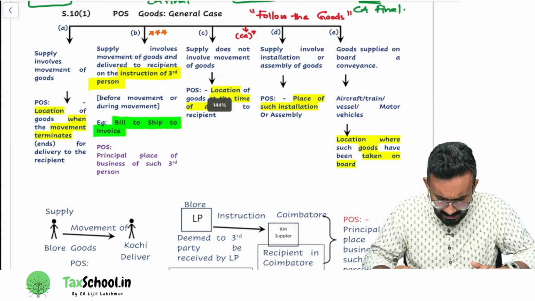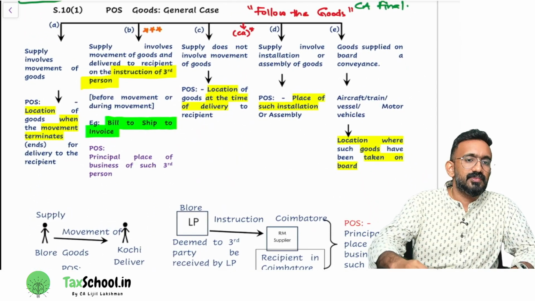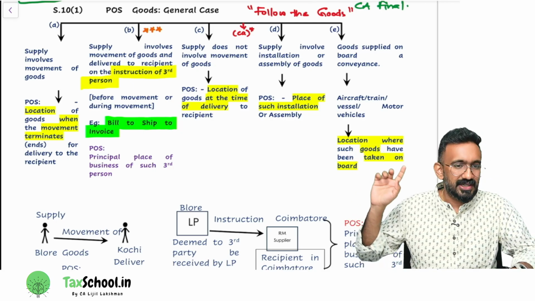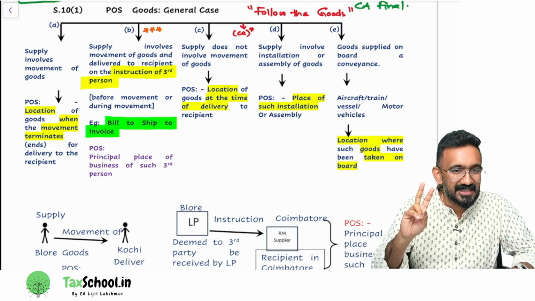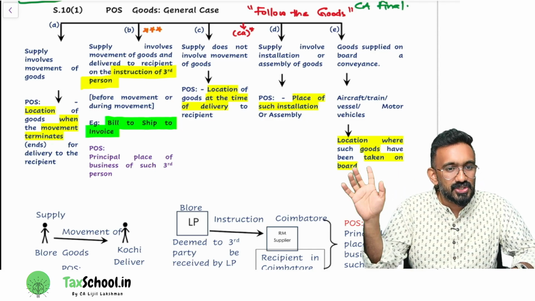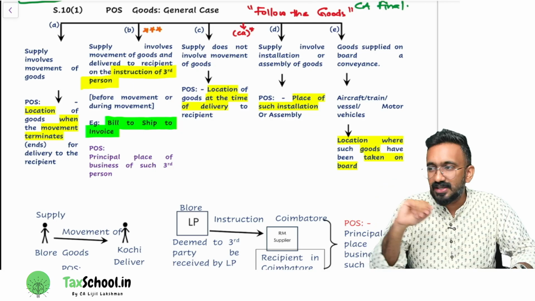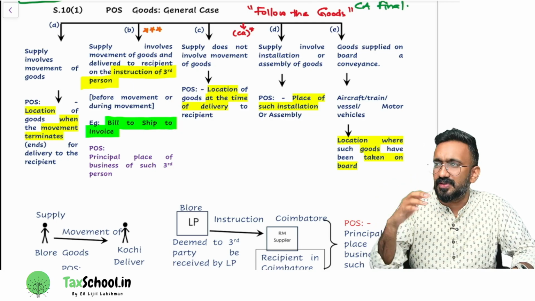How do you determine place of supply for goods? Simple, sir, provision. You have this chart. I told you that there are 2 charts that you have to understand and that's it for you. If you don't have this chart, just keep this chart and then your place of supply for goods, section 10, is over. Very simple, no?